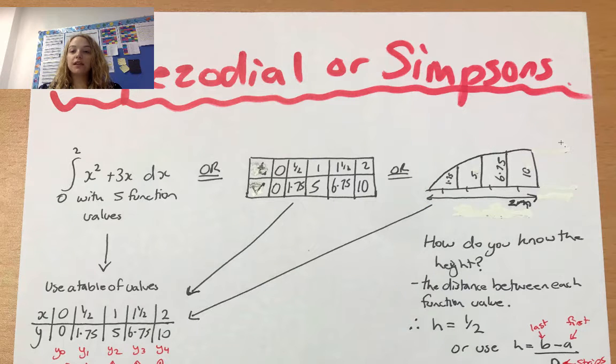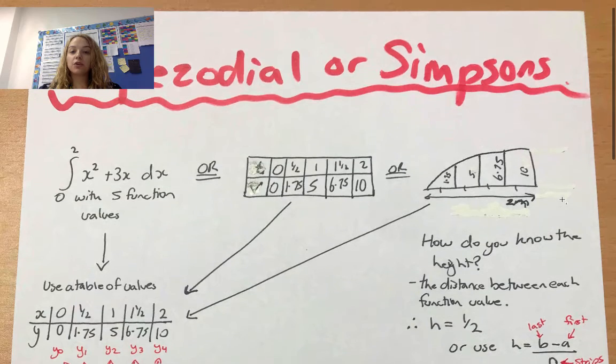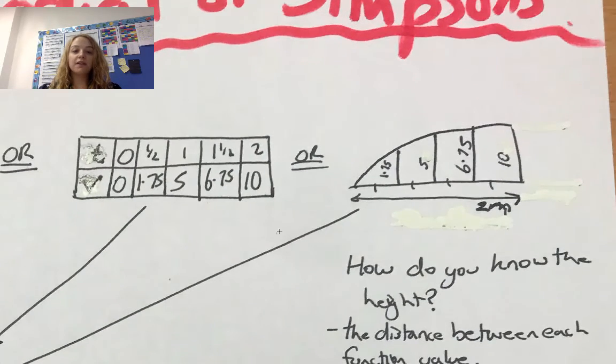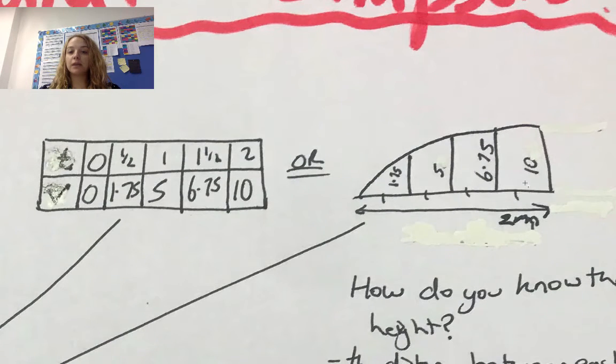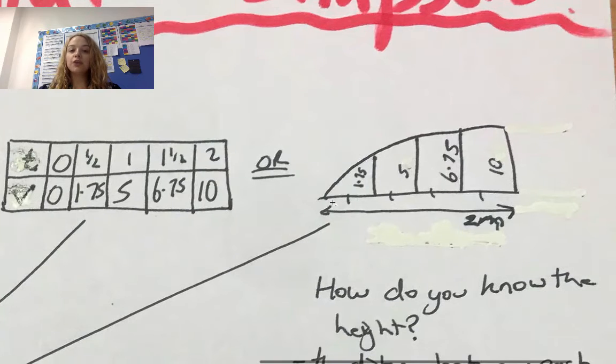The first thing you need to do is to work out the height. When you get given the table of values, that is definitely the easiest one because it's pretty obvious. It's the distance between each function value. So the height here is a half. When you've got a practical application like this one, you get given 2 meters as the total distance, and you can see you've got 1, 2, 3, 4 strips. All 4 of those need to be equal for this to work. So you're just saying 2 divided by 4 and you get your height equal to a half.